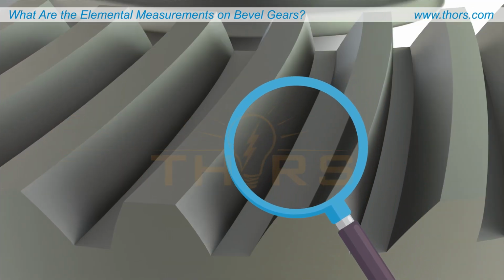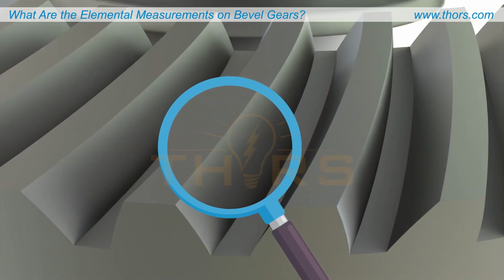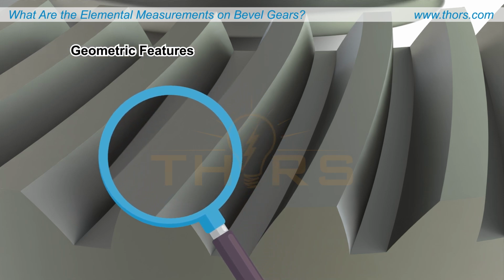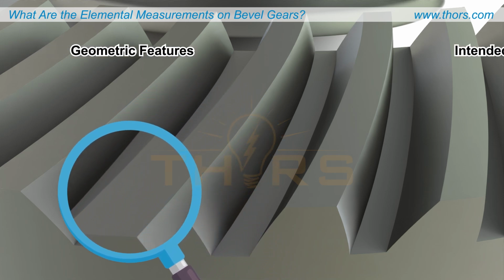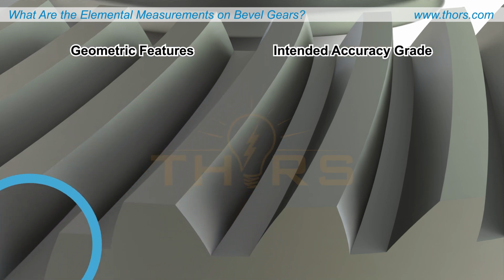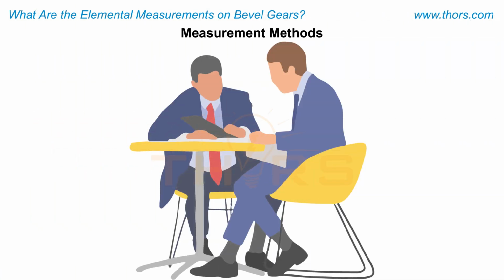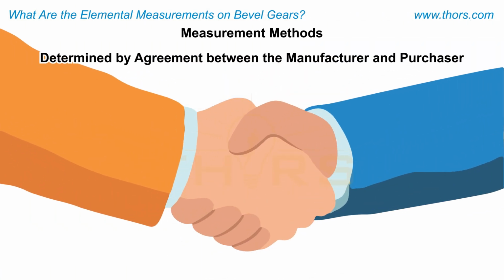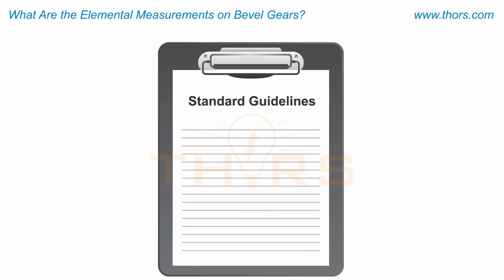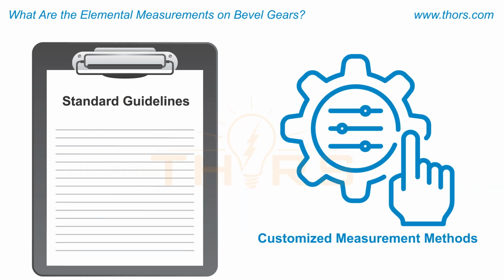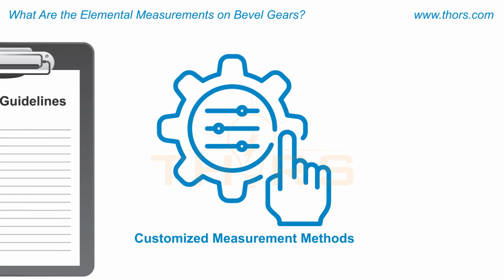Manufacturers or purchasers may measure one or more geometric features to confirm that the bevel gear meets its intended accuracy grade. Measurement methods and documentation procedures are determined by agreement between the manufacturer and purchaser. For applications requiring checks beyond standard guidelines, customized measurement methods are established before gear production.